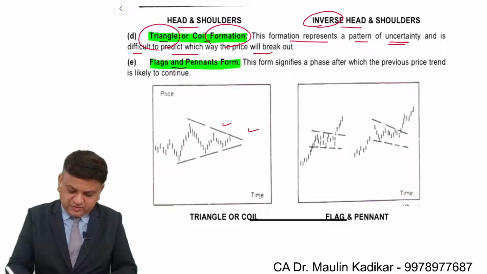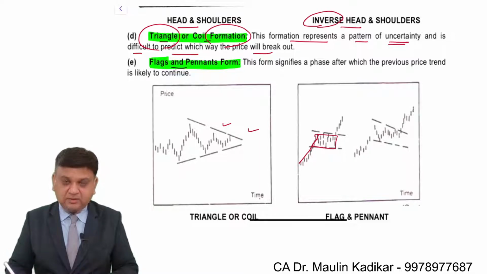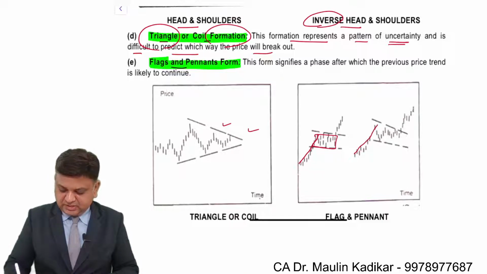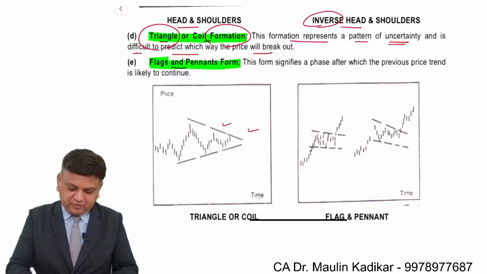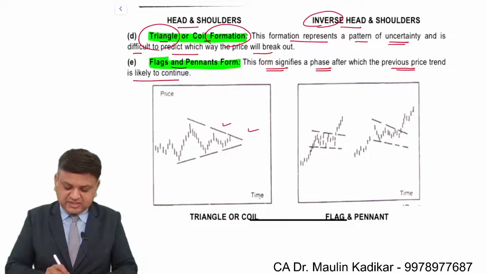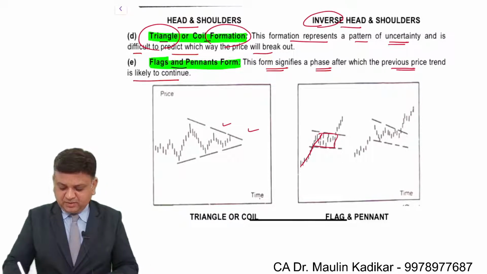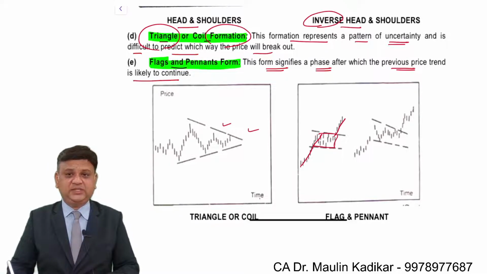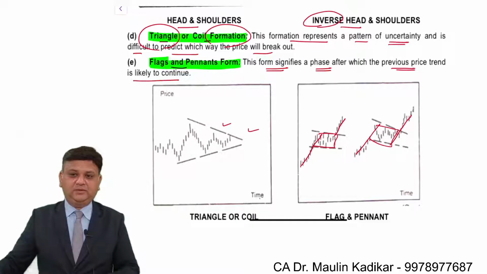The next is a flag. You can see that it is a kind of flag. This is a flag. This is again a flag. Flag and pennant form. This form signals a phase after which, once this phase completes, the previous price trend is likely to continue. So the price was moving up, a flag is formed, now again the price will move up. That is what it says.